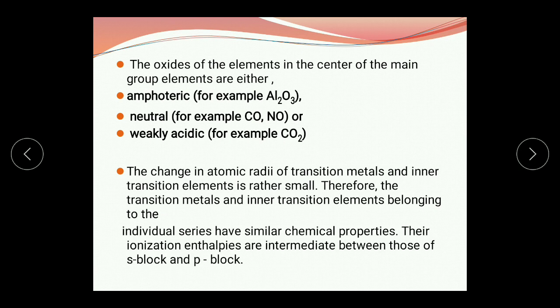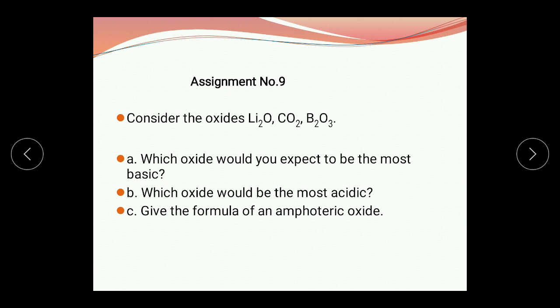What is today's assignment then? I have given you 3 different oxides: lithium oxide, carbon dioxide, and boron oxide. You have to find out which oxide will be the most basic, which will be the most acidic, and which oxide is amphoteric. Only this much. Just see which group they belong to and you will understand which one is acidic, which one is basic, and which one is amphoteric. Understood?